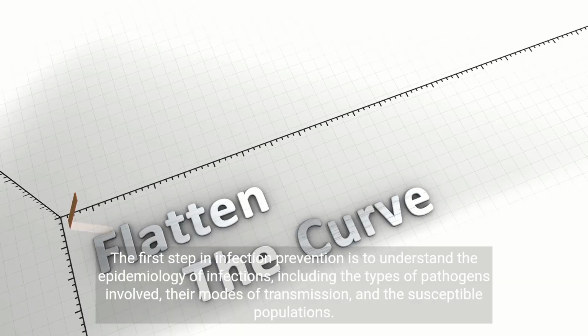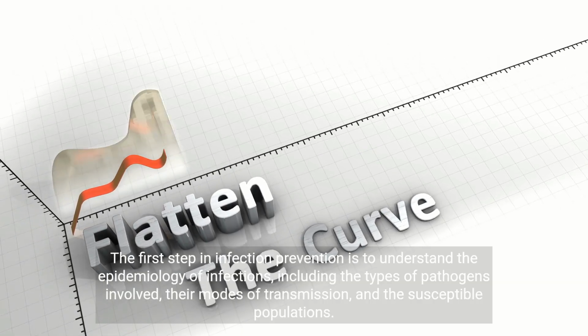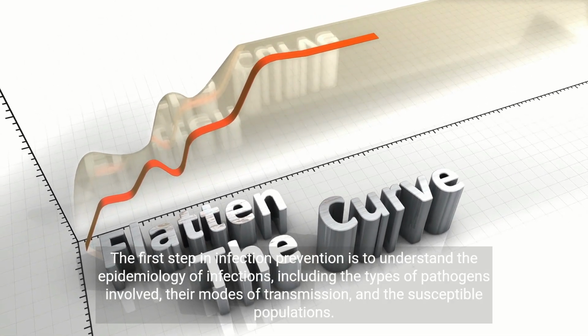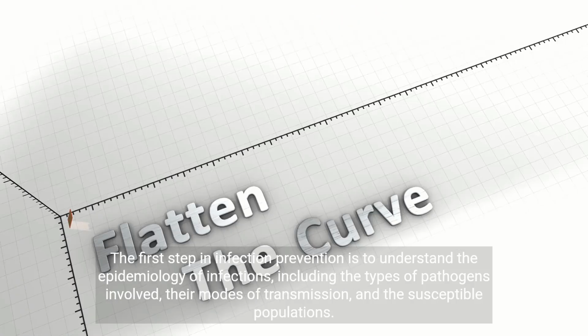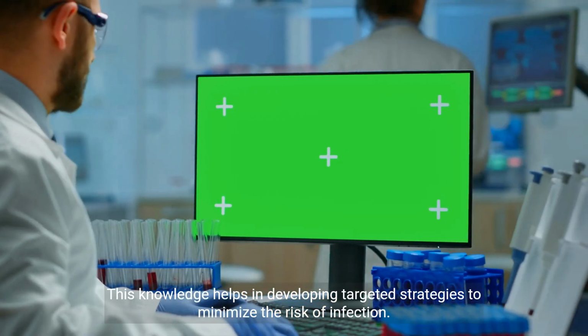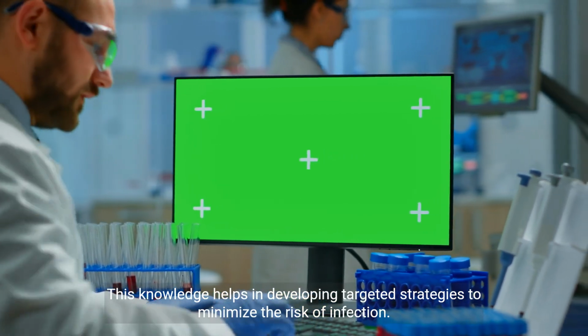The first step in infection prevention is to understand the epidemiology of infections, including the types of pathogens involved, their modes of transmission, and the susceptible populations. This knowledge helps in developing targeted strategies to minimize the risk of infection.